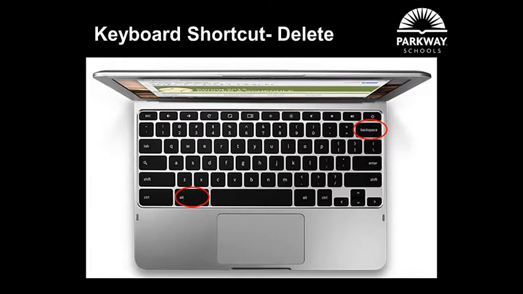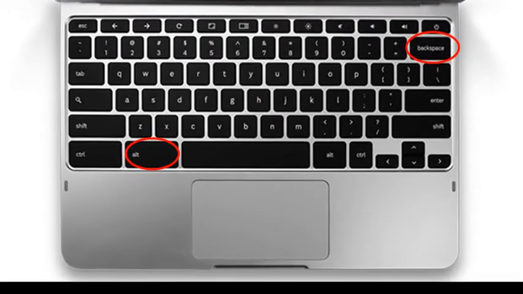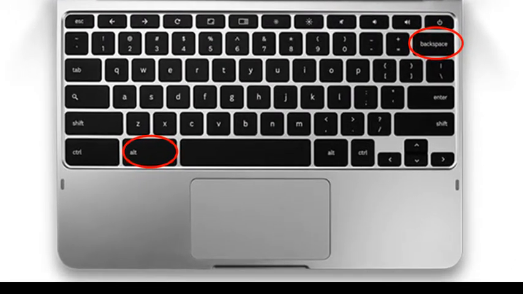There's also no delete key, usually found in the upper right-hand corner of a keyboard. The delete key lets you delete characters in front of your cursor. There's a keystroke for that too. You can delete by holding down the Alt key and pressing the backspace key.